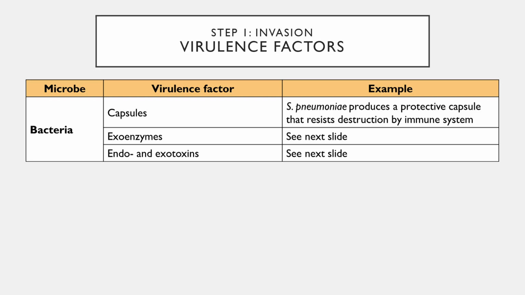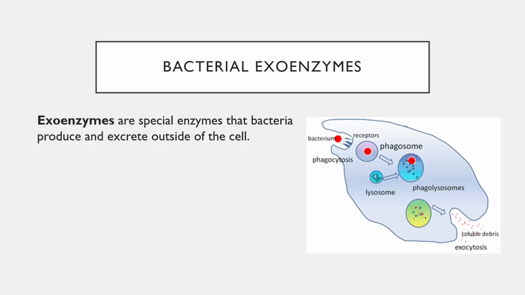Bacteria may also produce exoenzymes and endotoxins and exotoxins, and these two virulence factors warrant a little bit more discussion. So we're going to address them on separate slides here. Exoenzymes are special enzymes that bacteria can produce and excrete outside of the cell. So that's why they're called exoenzymes. They're made inside the bacterial cell and then they are excreted out of the cells.